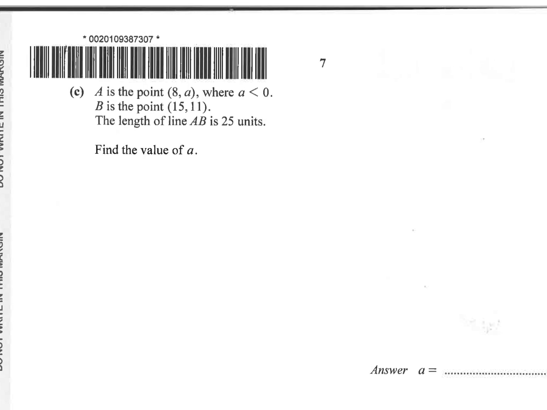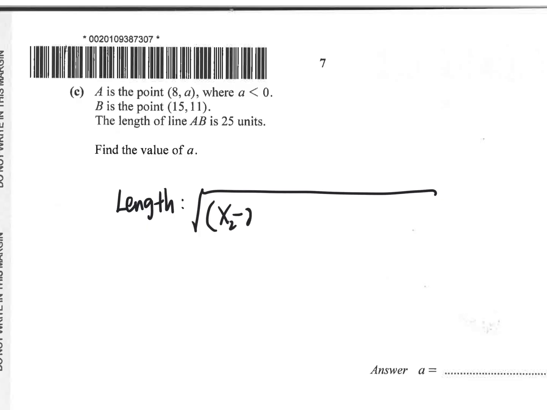Okay, next one is this one. They say I have a point 8, A, another point 15, 11, and the length is 25. So you need the length formula. If you forget the length formula, also gone. This mark also not yours. So remember: x2 minus x1 square, y2 minus y1 square.